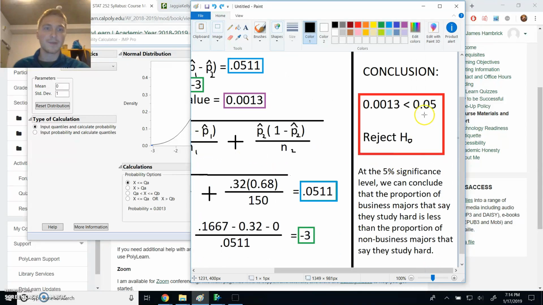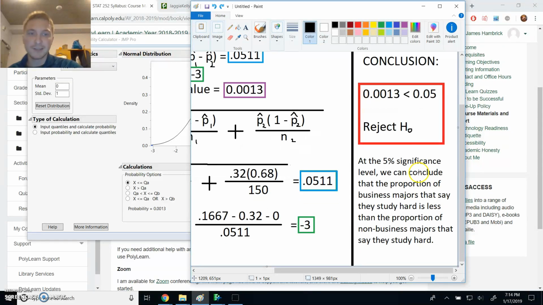So let's scroll over here. The conclusion is that we reject the null hypothesis because 0.0013 is less than the alpha we were given, the 5% significance level of 0.05. So in conclusion, we can say at the 5% significance level, we can conclude the proportion of business majors that say they study hard is less than the proportion of non-business majors that say they study hard.